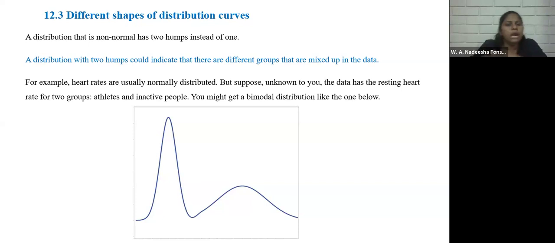For example, heart rates are usually normally distributed, but the data has resting heart rate for two groups, athletes and inactive people. So if both data are mixed up with each other, you might get this type of curve, with separate normal distributions for inactive people and for athletes. So that is the example.